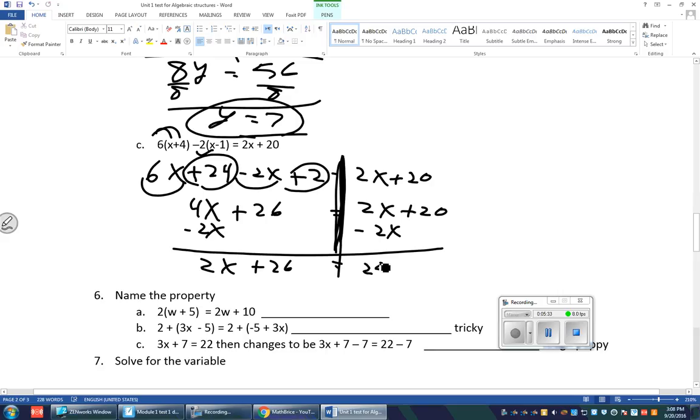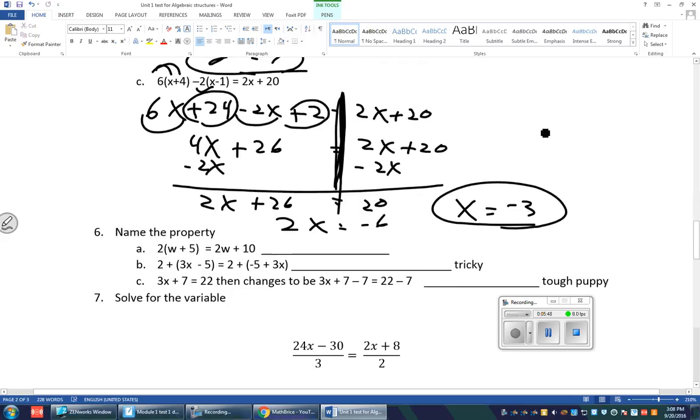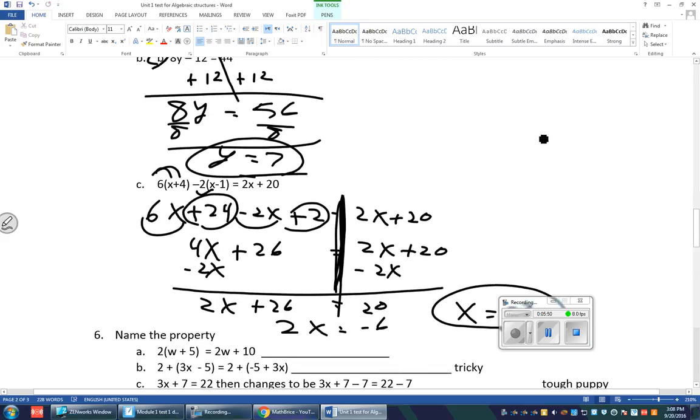Subtract 26 from both sides, and I get 2x equals negative 6. Divide by 6, or sorry, divide by 2, x is negative 3. Okay. Scroll up a little bit if you want to see it. You can hit pause.